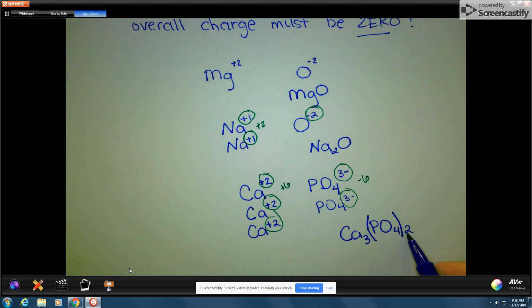This means I have 2 of everything in here. So I have 2 phosphorus and 8 oxygen. And then I have 3 calciums over here. And that's my formula.